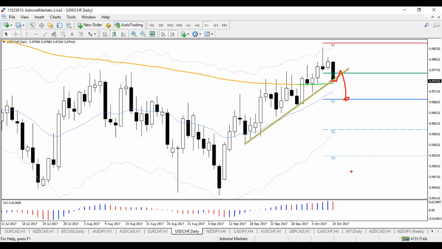Let's see. Other than that, I think we have covered the most important currencies. We can take a quick look at some of these. Stock indices are making higher highs. Let me take a look at gold quickly. I'm trying to find gold here. One second.